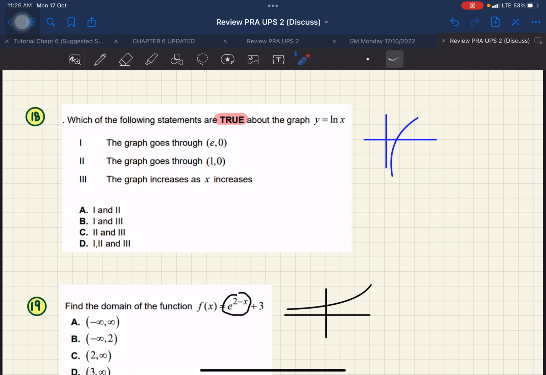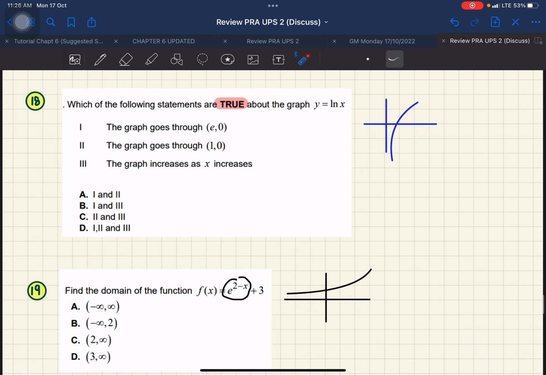The graph increases as x increases. Maksudnya y increase. So y menaik as x lebih ke kanan. Okay, kalau tengok dekat graf kita, semakin x menjauh ke kanan, semakin dia naik ke atas. So betul lah graf kita. Okay, so number 3 is correct. Right, so the problem right now is the first and the second option, second Roman.